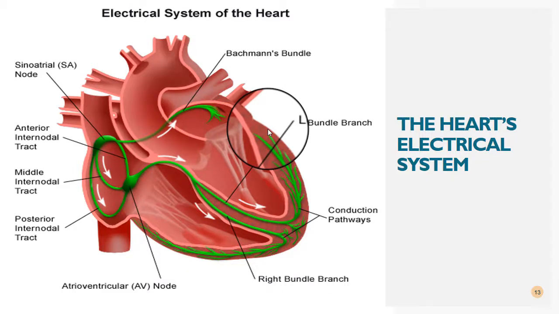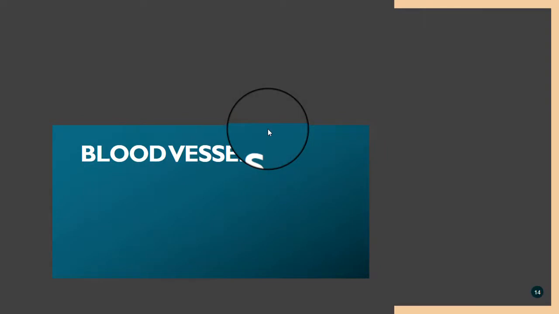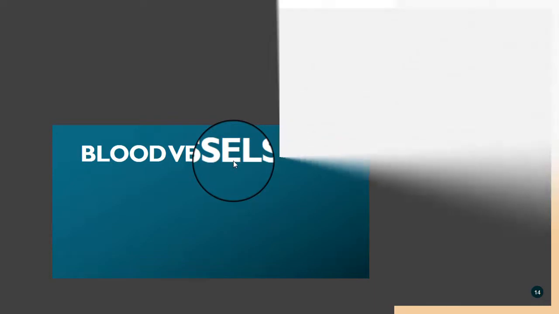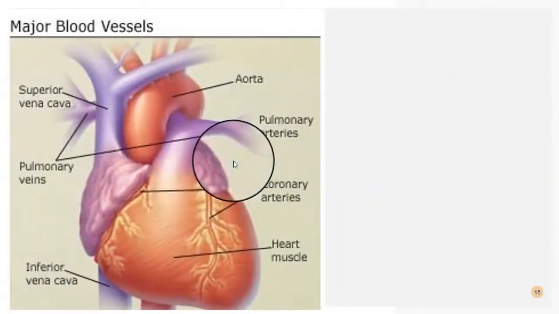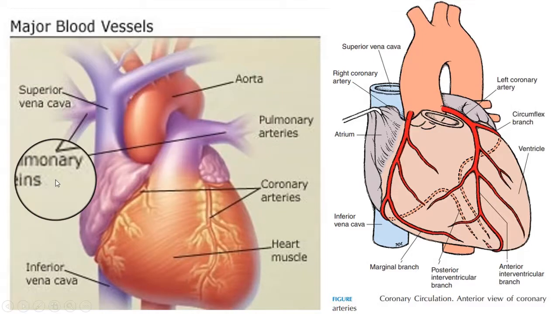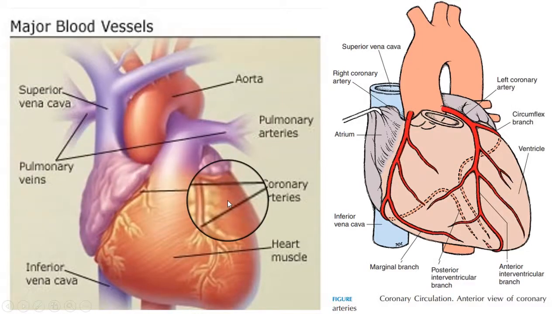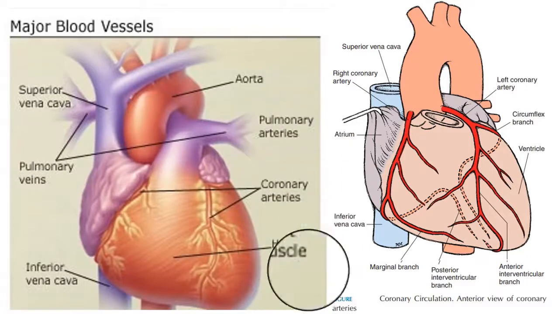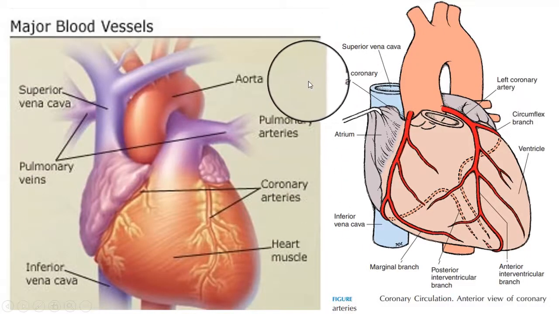Now the last topic of this presentation is the blood supply to the heart. What are the blood vessels of the heart? Basically there are three types of blood vessels: capillaries, arteries, and veins. You can remember them with the mnemonic CAB. C stands for capillaries, A stands for arteries, and B stands for veins. So this is a basic mnemonic to remember the blood vessels. Okay, so let's talk about it.